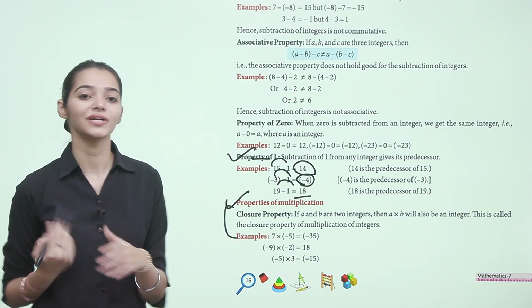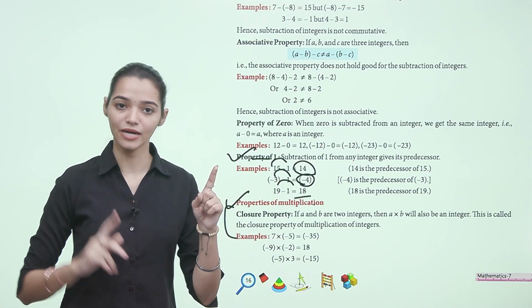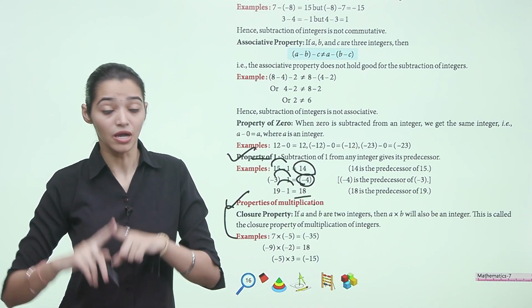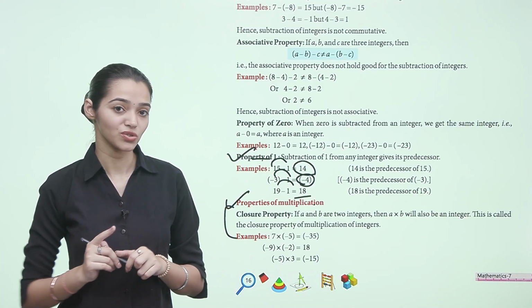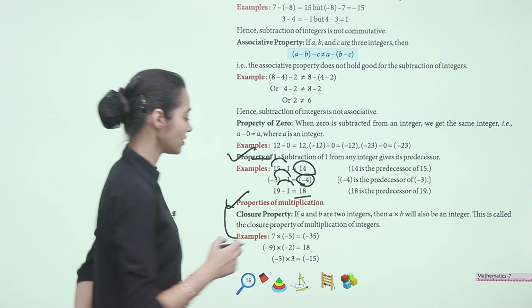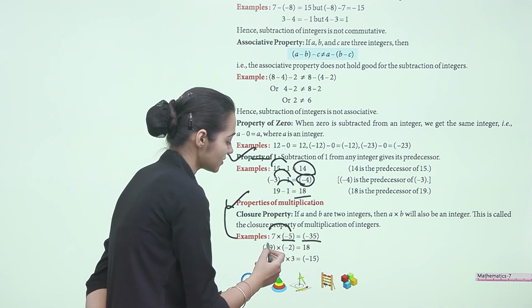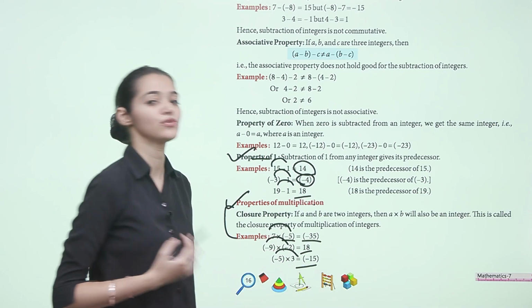Now, properties of multiplication: the closure property. If a and b are two integers and we multiply them, the result will also be an integer. So this is called the closure property of multiplication. Here, 7 into minus 5 is minus 35, and 18 and minus 15.